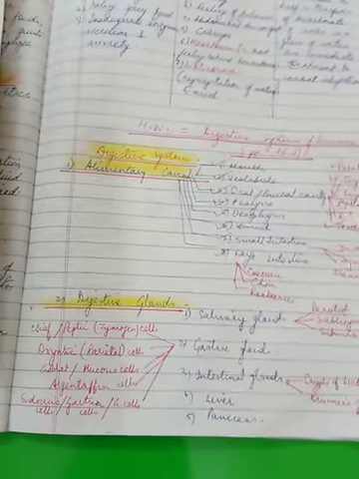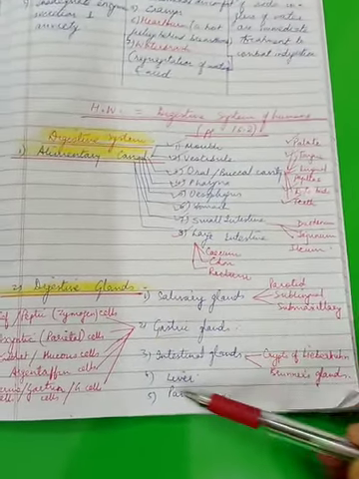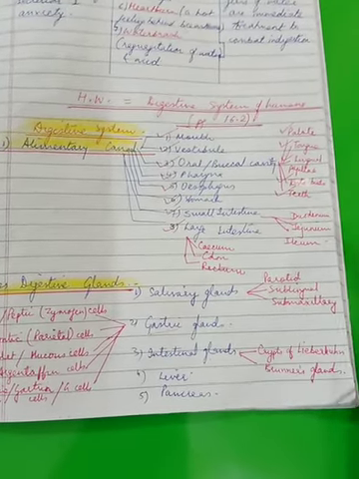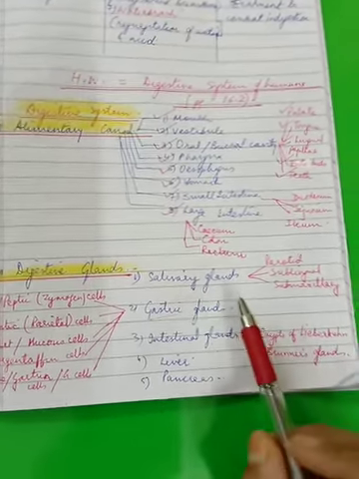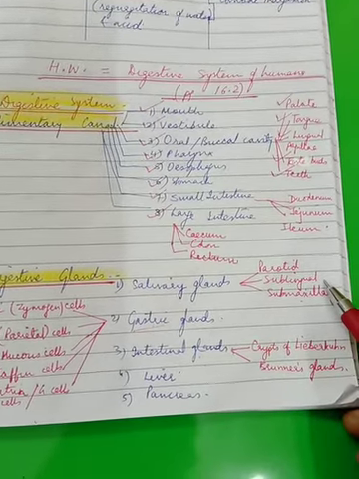So let us start with the digestive glands today. Digestive glands, there are 5 types and they secrete the digestive juices for the digestion of food. Let us begin one by one. The first is salivary glands, 3 types: parotid, sublingual and submaxillary.